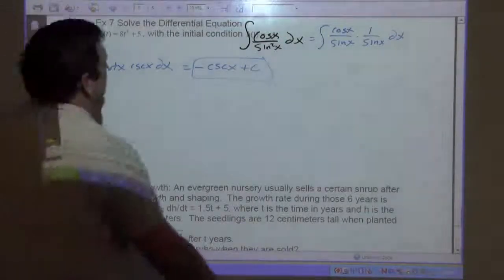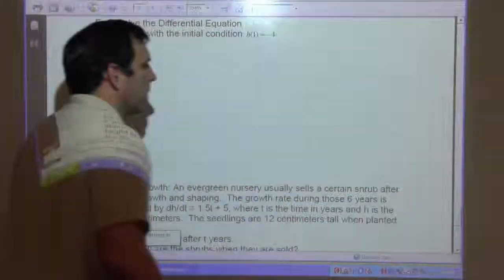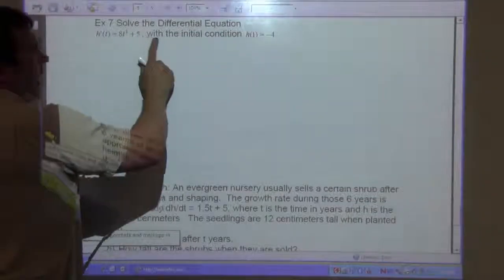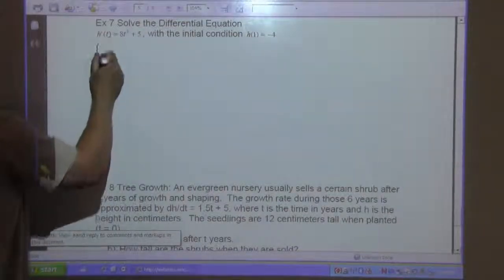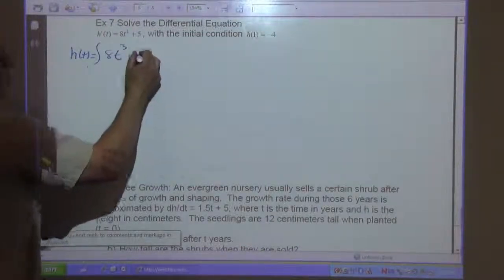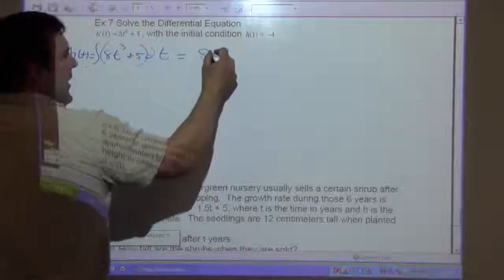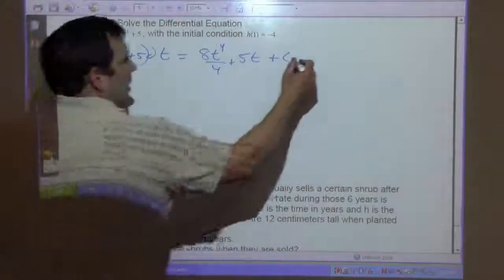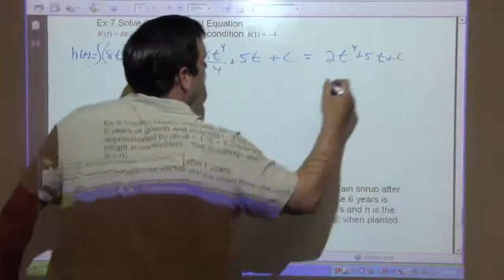So in this case it says solve the differential equation. So differential equation sounds really intimidating, but it's not. h prime of t is 8t cubed plus 5 with the initial condition h of 1 is negative 4. So h of t would be the integral of (8t cubed plus 5) dt. Look, I'm putting the parentheses there. That becomes 8t to the 4 over 4 plus 5t plus some constant c. And that's going to be 2t to the 4th plus 5t plus c.